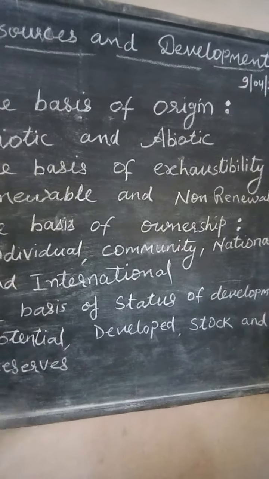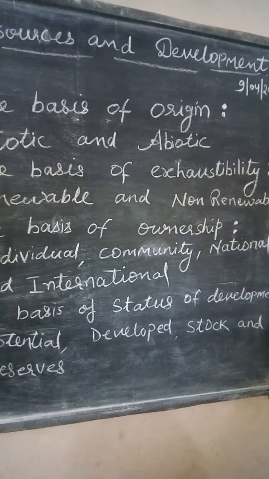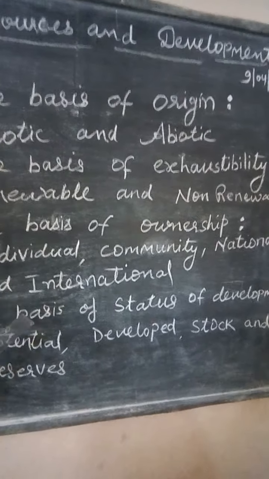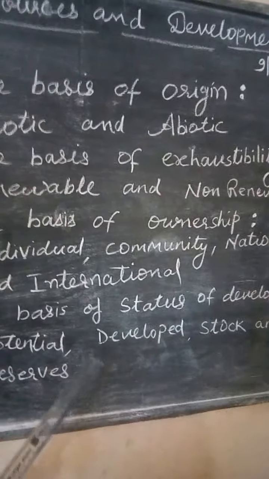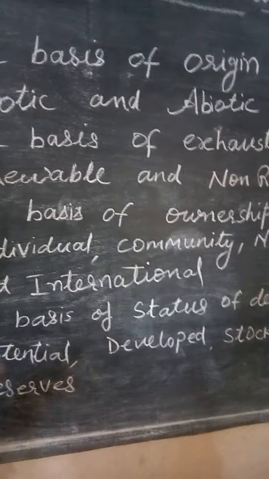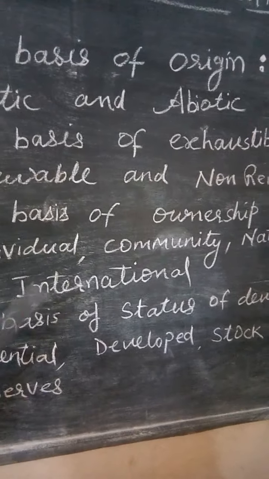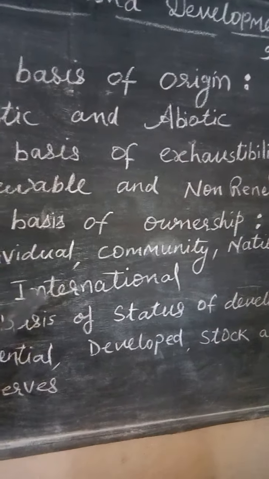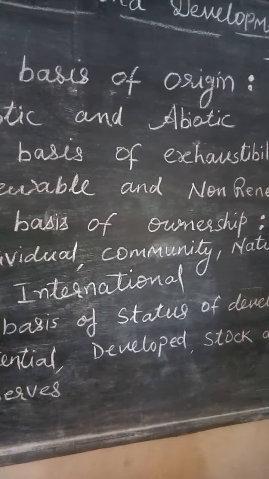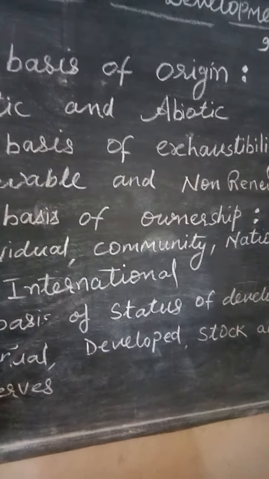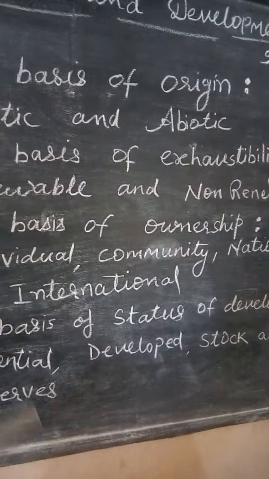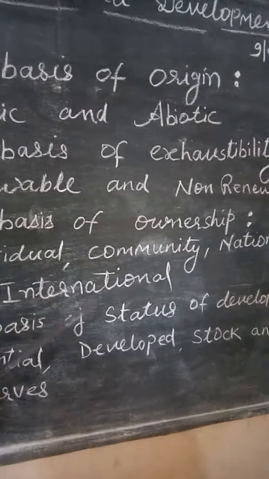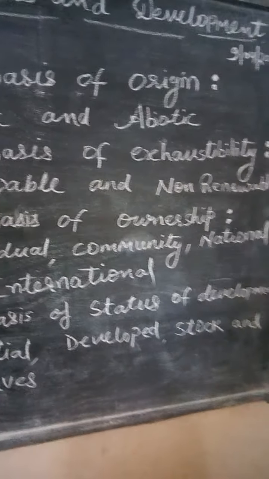Like in a village area, we can give the example of grazing grounds, burial grounds, village ponds. It means the whole community utilizes these resources. These are the community resources. And in the urban areas, you can see so many public parks, picnic spots, playgrounds, and the whole community utilizes them. So these resources, that means the whole community uses these resources. This is known as the community owned resources.